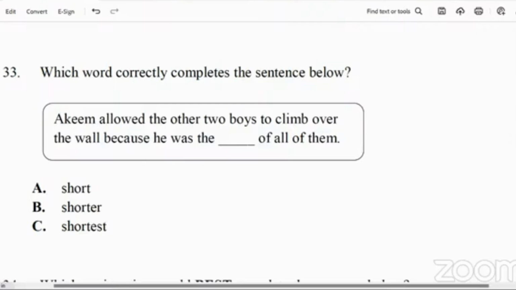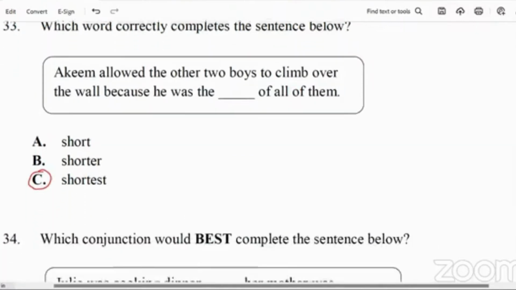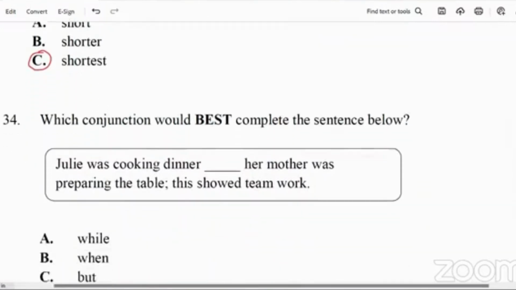Question 33. Which word correctly completes the sentence below? Akeem allowed the other two boys to climb over the wall because he was the blank of all of them. All right, so Akeem allowed the other two boys. So here we are comparing three boys, Akeem and two other boys. So when we're doing comparison with three, shorter, shortest, he would be the shortest since we're comparing three. If it was two, then it would be the shorter. But since it's three, or more than three, then it's shortest.